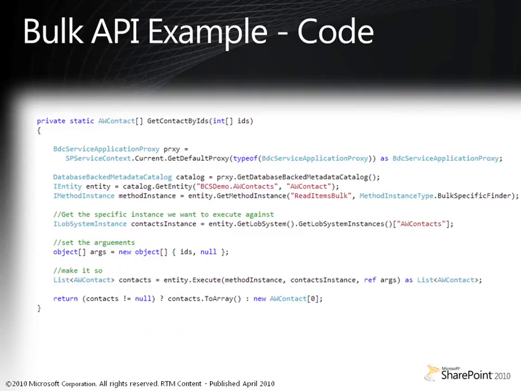Now let's look at the code which you actually use the bulk API. As you'll probably notice, the first few lines of code are identical to what we went through before. The main difference here is that our method takes an array of IDs, and we ask for our bulk specific finder method instance. The return from the call to execute will be an array of AW contacts, which we'll pass back to the caller. Something to keep in mind: even though we make a single call into the BDC, the connector itself may make multiple round trips to the line of business system to pull back the data needed to fulfill the request.